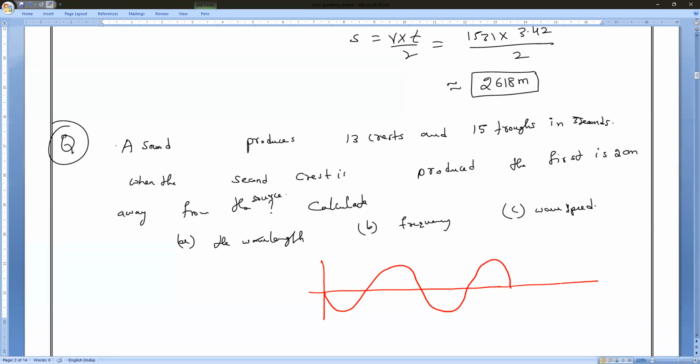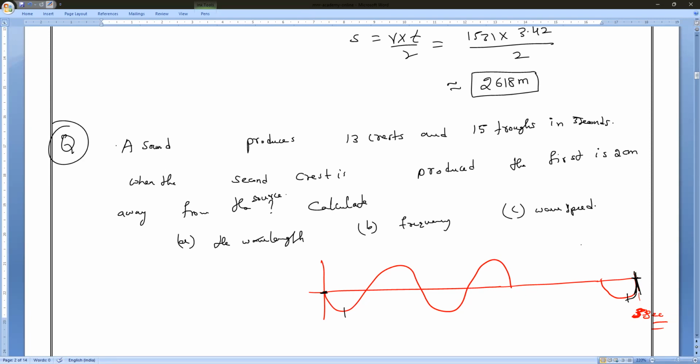Again, it will end with the trough only. So what is the time period by the time? 3 seconds. Okay. So if 15 troughs, that is only the total distance travelled. So we can take it 15. This is the total distance travelled.